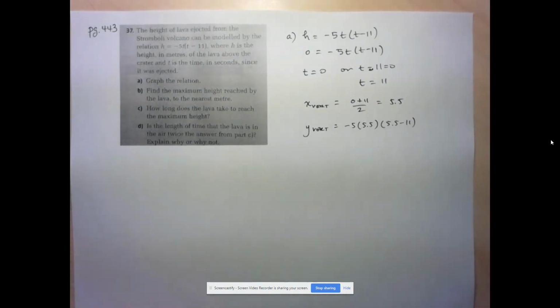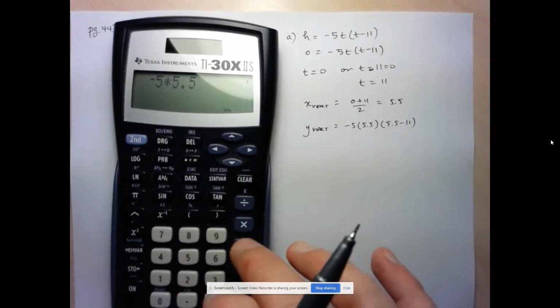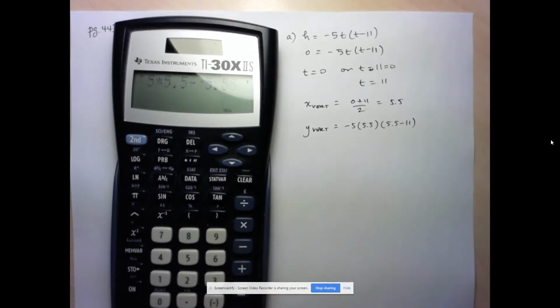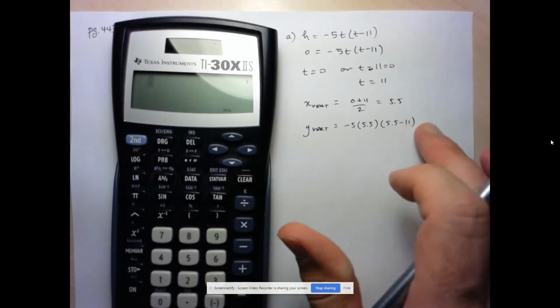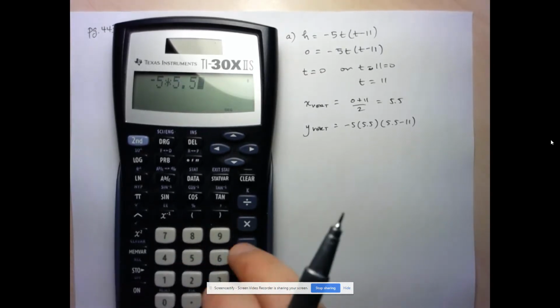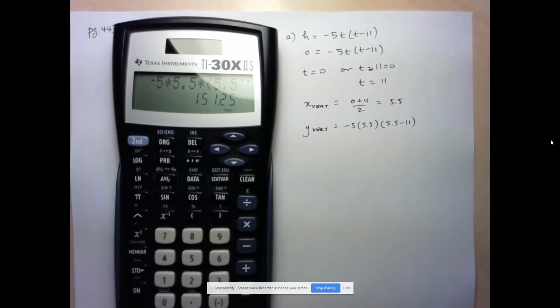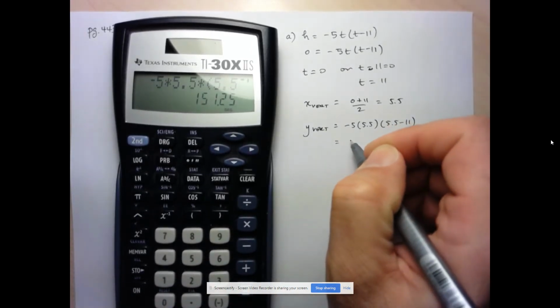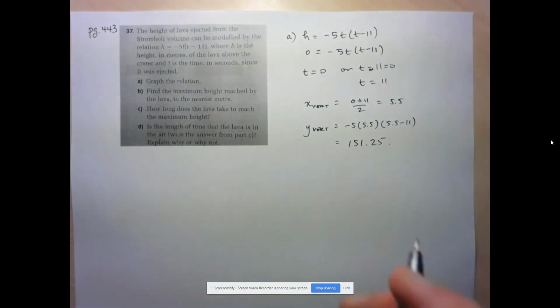Okay, so let's put that in our calculator here. So negative 5 times 5.5 times negative 5.5 is equal to, oh, sorry, I just realized I made a mistake here. I inputted this incorrectly. I should have just inputted exactly as I wrote it. So a little life lesson there. Negative 5 times 5.5 times, and I'll just write it, 5.5 minus 11. Avoids making a little silly mistake there. So this is 151.25. All right, so now I've got my vertex, I've got my x-intercepts.